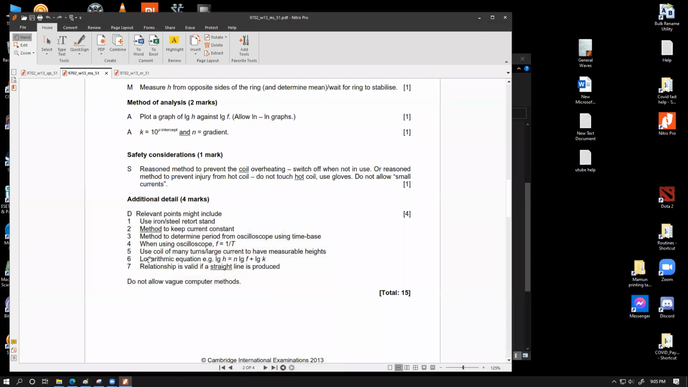Then it says use of coil of many turns or large current to have measurable heights. You see, now they're saying coil of many turns and they're also saying large current. So I'd say small current and many turns is better. Less heating, maybe stronger magnetic field.